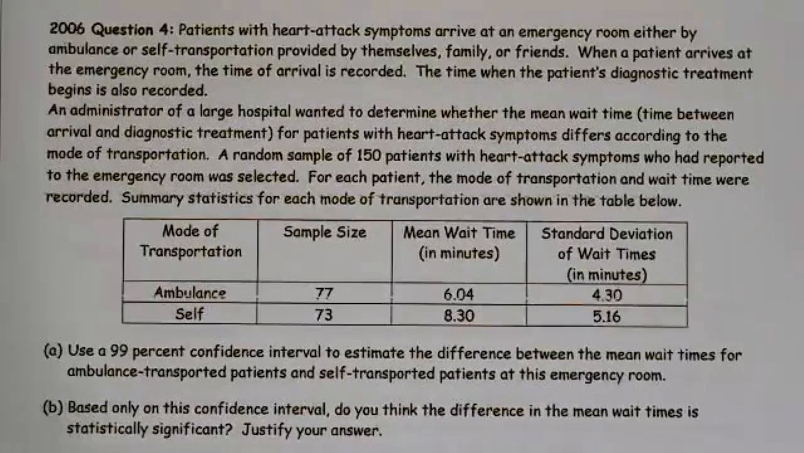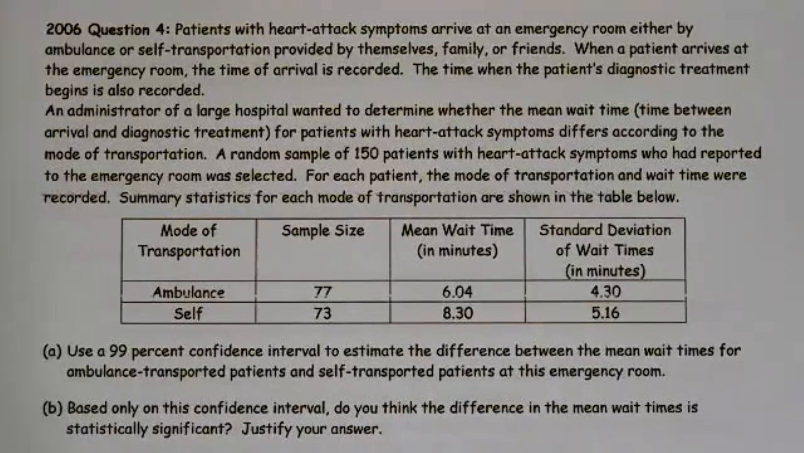All right, this is a 2006 question 4, and we're going to be looking at a two-sample confidence interval for means in this case. So patients with heart attack symptoms arrive at an emergency room either by ambulance or self-transportation provided by themselves, family, or friends. When a patient arrives at the emergency room, the time of arrival is recorded.